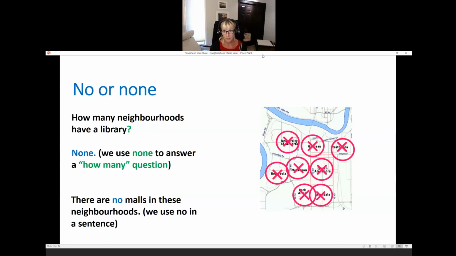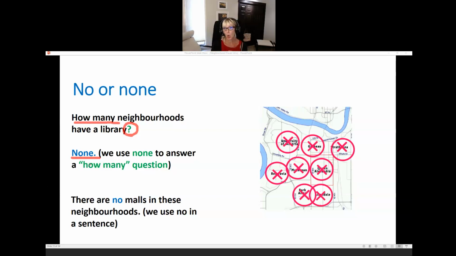Let's look here. How many neighborhoods have a library? This is a question, so I can say none. None. It means no neighborhoods have a library. I cannot say none neighborhoods. That doesn't sound good. None, I just say alone. Okay? None. How many neighborhoods have a library? None. And I finish.